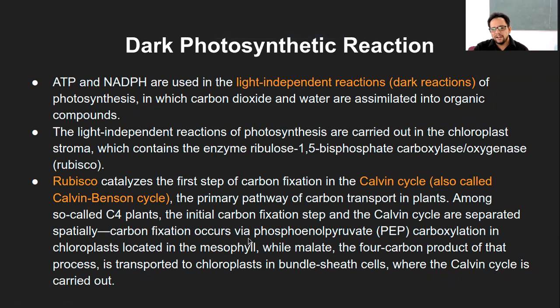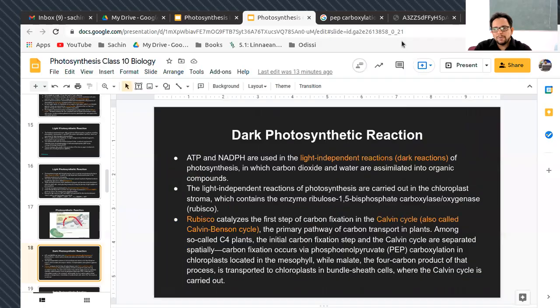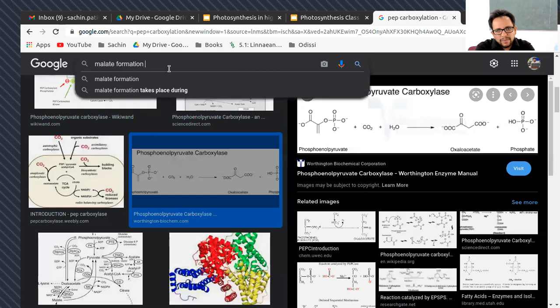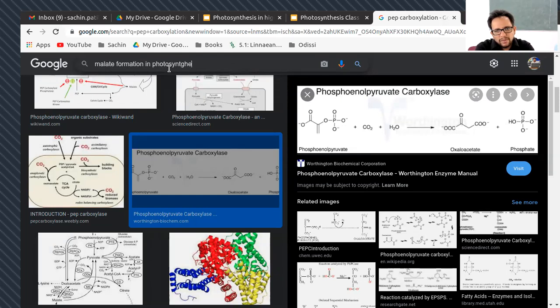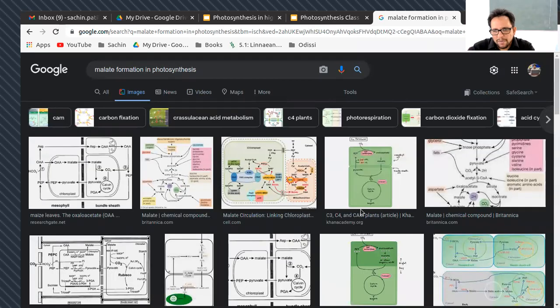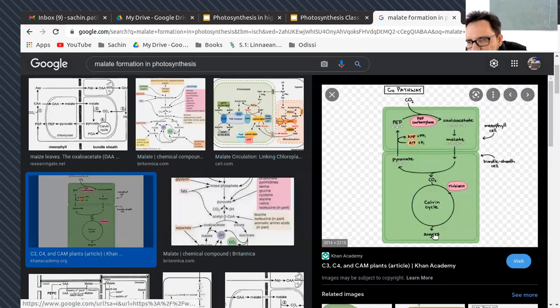So the carbon fixation occurs via phosphoenol pyruvate carboxylation in the chloroplast, which is located in the mesophyll area of the leaf structure. While malate, which is again another compound, a 4 carbon product of that process, is transported to the chloroplast. So like I said, this reaction has a 4 carbon compound. So malate formation in photosynthesis. Malate is another type of compound which gets formed.